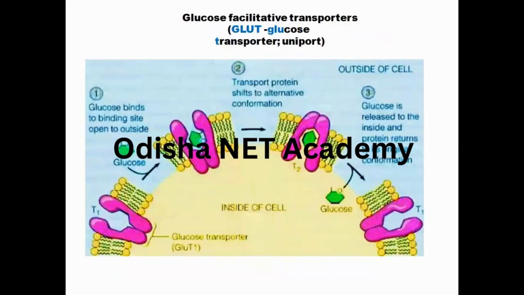In the case of GLUT, one carrier molecule is there whose different conformations are helpful for the transport of glucose from outside to inside or inside to outside. Is it a flip-flop mechanism? No. In flip-flop, the protein will travel, but here the conformation of the protein present in the plasma membrane will change.